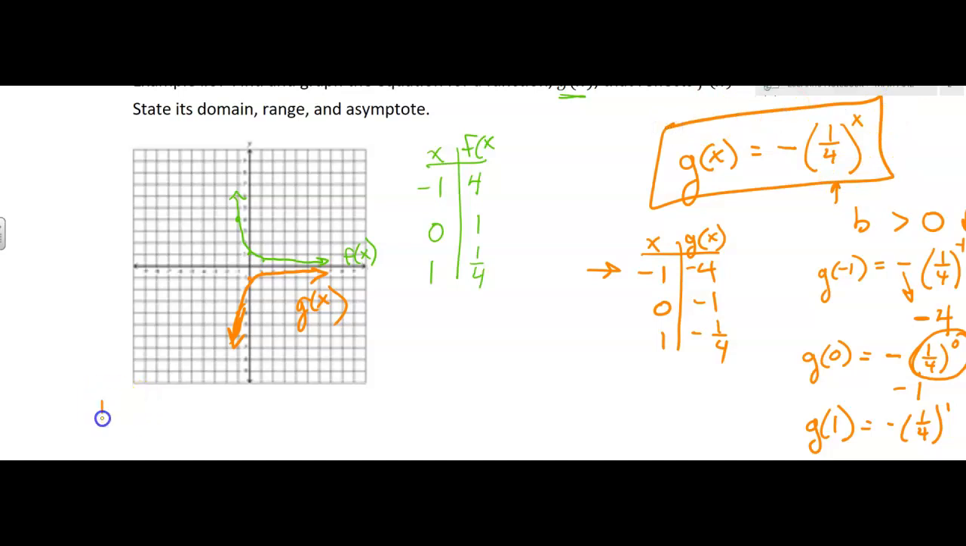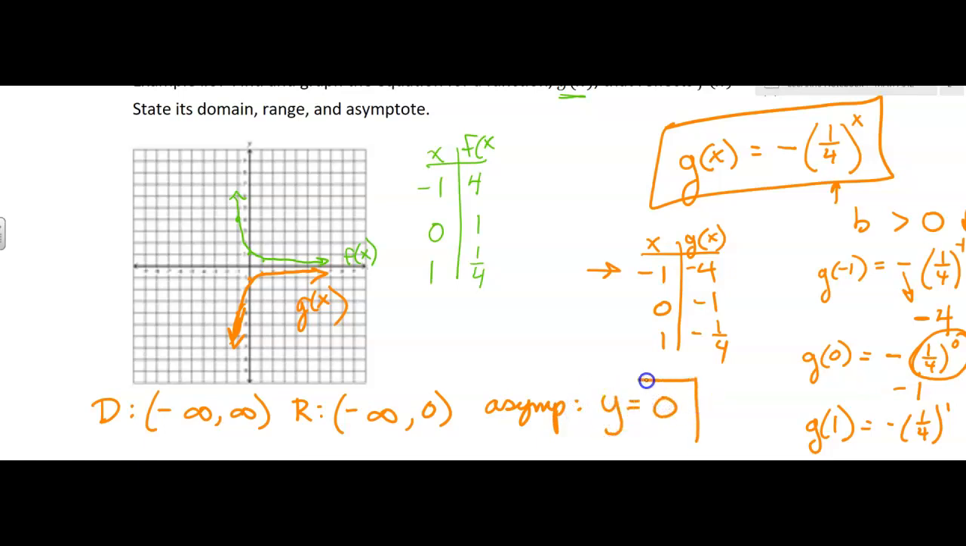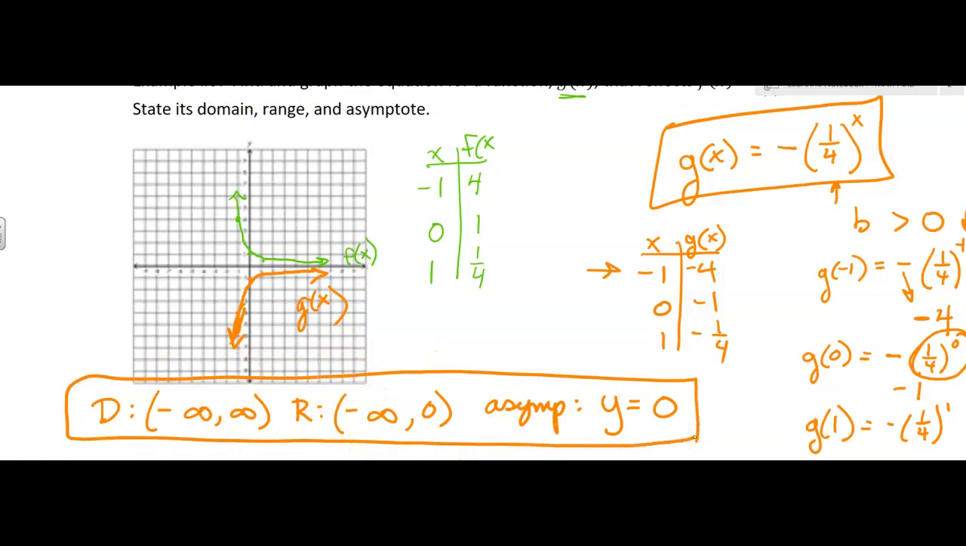Okay, so the domain here is going to be all real numbers. The range is going to be from -infinity up to 0, and the asymptote is still y equals 0. So they wanted us to write that too. They wanted the graph, the equation, and then the domain, range, and asymptote. Okay, so that's how that problem works.